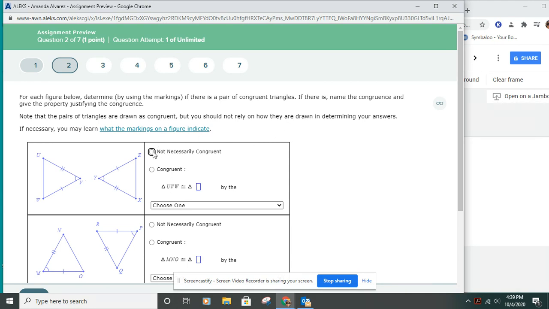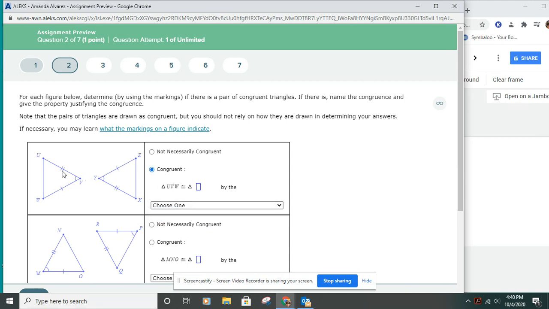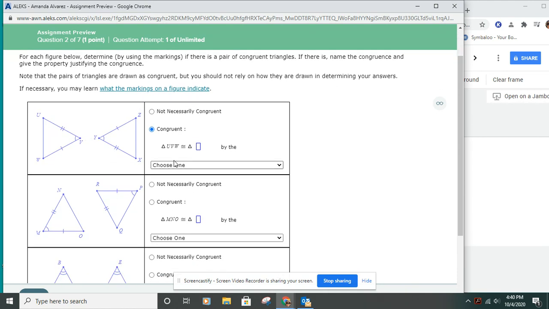Remember, they may not be congruent triangles, otherwise they could be congruent. Get the letters in the correct order and then pick the correct theorem or postulate. So for example, I see side, angle, side, starting with the 1. Side, angle, side is perfect. And then you just have to get the letters in the right order. This one, side, angle, side again. But what? The angle's in the wrong place. So on that one, I would say not necessarily congruent.